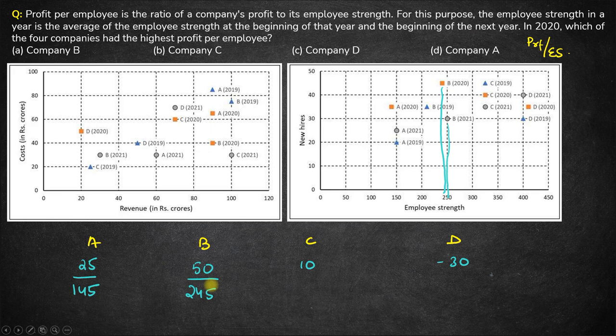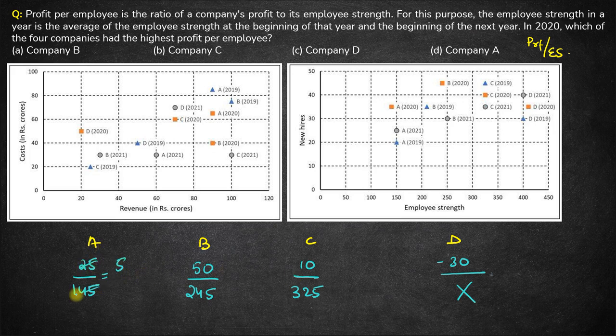For company C, at the beginning of 2020 and at the beginning of 2021, the employees are the same, 325. So the average will be 325 only. And for company D, since we want the highest profit per employee, let's not even bother about company D because company D is earning a loss. So its ratio comes out to be negative. So let's simplify for A, B, C.